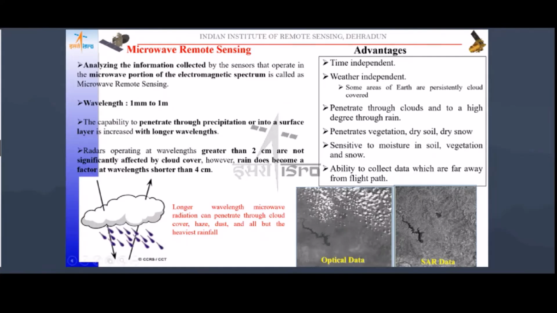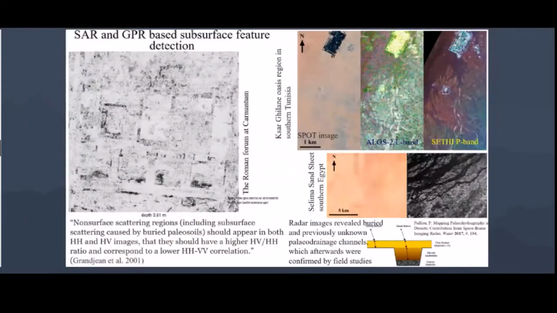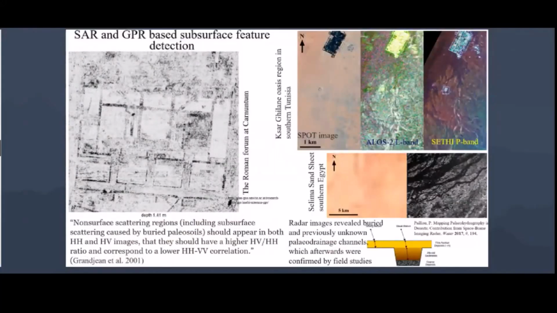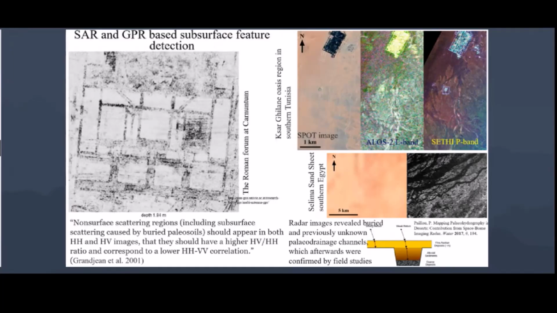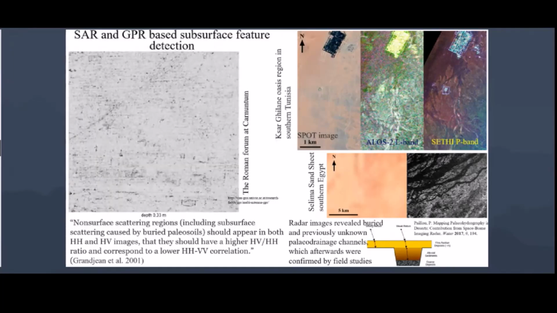So as you can see, optical data, there are clouds. Microwave data, it has penetrated through the clouds, and therefore we get terrain information. Very important for studying buried features under vegetation or under the soil and so on.